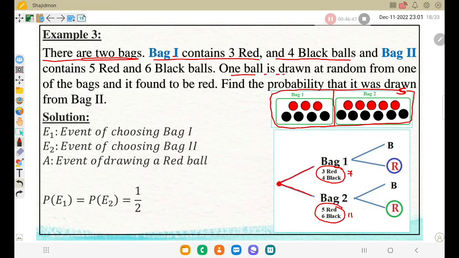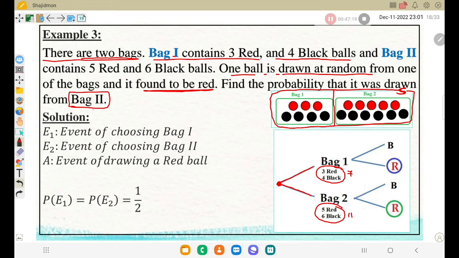Now one ball is drawn at random. One ball we are taking at random from one of the bags, either bag number 1 or bag number 2, and it is found to be red. What color ball did we get? Red. Now find the probability that it is drawn from bag number 2.